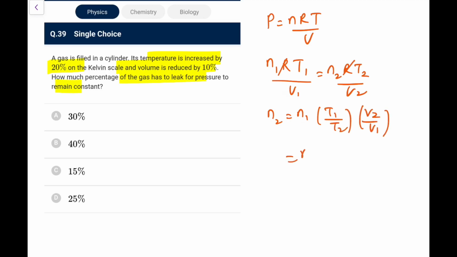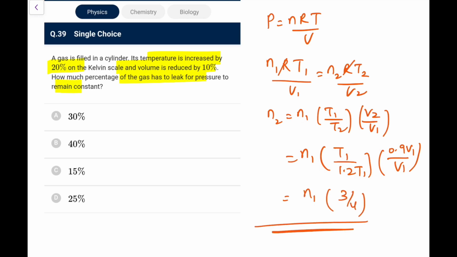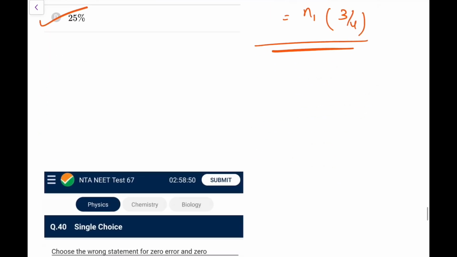Now as per the data, temperature is increased by 20%. So this is T1, so this would be 1.2 T1. And volume is reduced, so it would be 0.9 V1. Okay, so what you have, N1 into this will be 3 by 4. So N2 is 3/4 of N1, that means 25% of the air has to get leaked. 25% moles have to be leaked out.